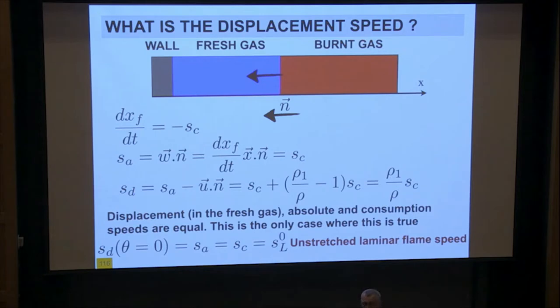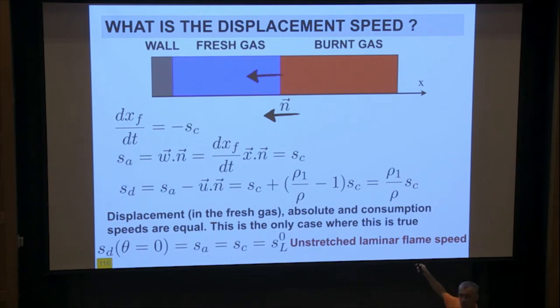Now, what is the displacement speed for this flame? Now things get tricky. To know the displacement speed, we need to know the flame speed and to subtract the flow speed. So when you do that, you know that w dot n everywhere is equal to SC, because all the isocontours travel at the same speed. So the question really is, what is u? Well, we just computed it. We know it's (rho 1 over rho 2 minus 1) SC. So when you compute SD, you find rho 1 over rho times SC.